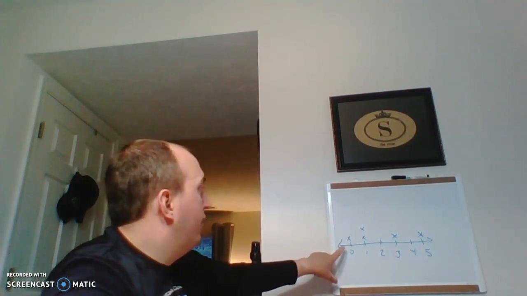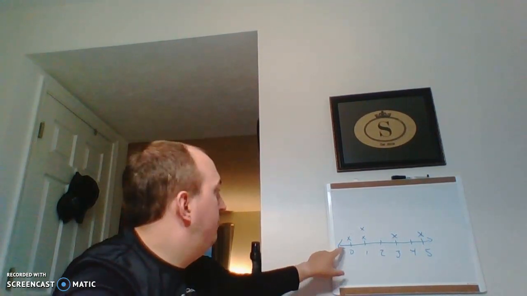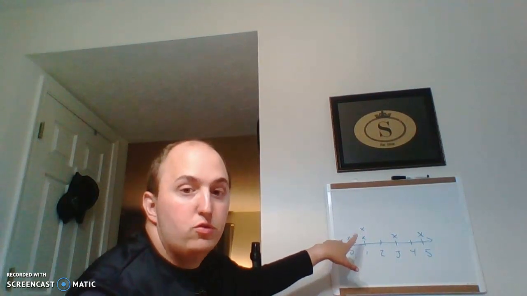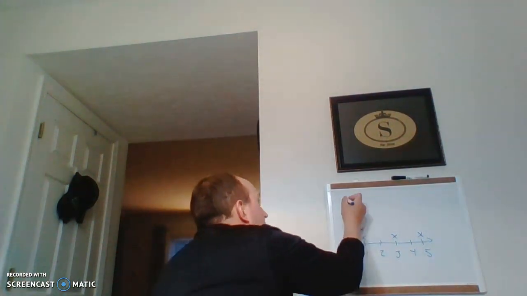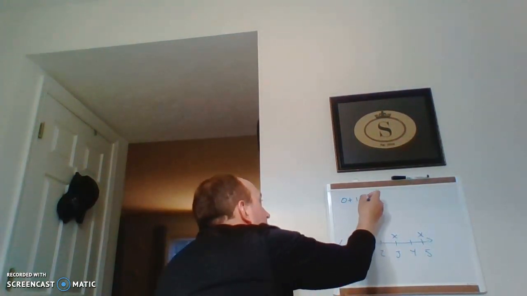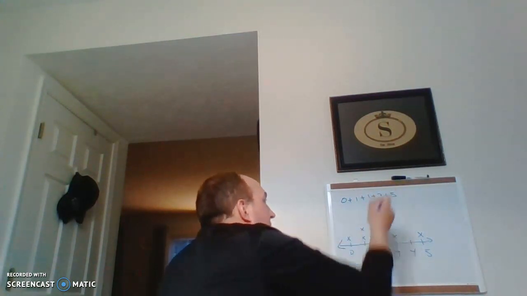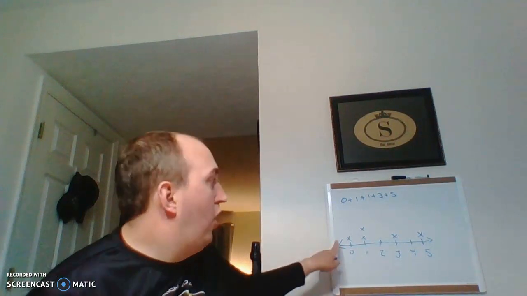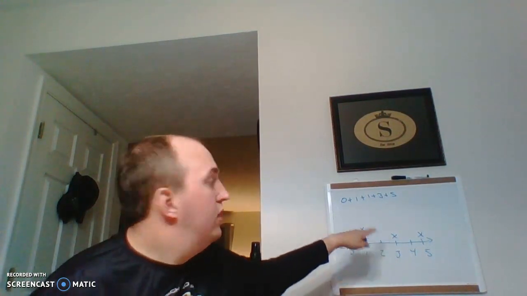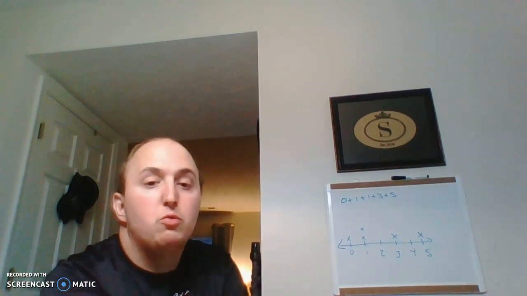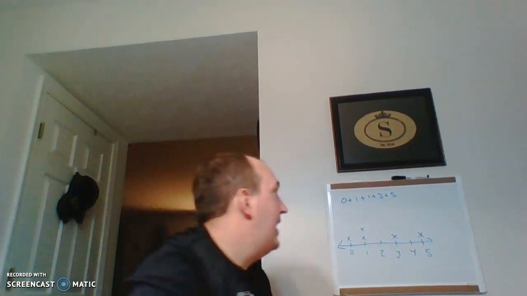So we're just going to rewrite the numbers in an addition problem. So we have, and you count zeros. Don't forget that. So we have 0 plus 1 plus 3 plus 5. So we got all our numbers from where the x's lined up. So we add all that together. 0 plus 1 plus 1 plus 3 plus 5 is 10.